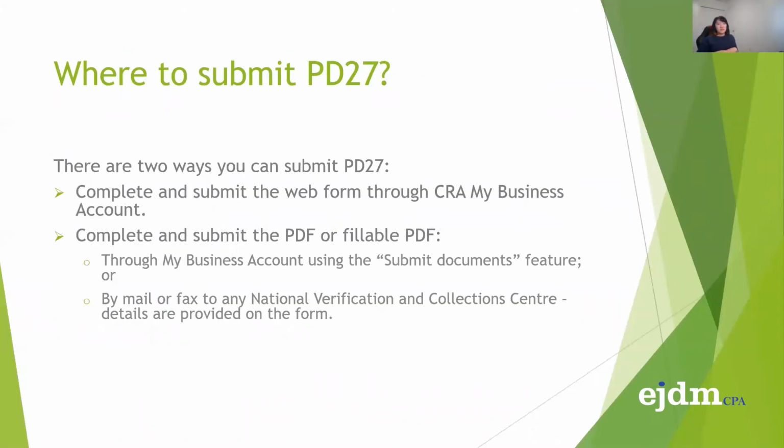The next question is where to submit PD27. There are 2 ways you can submit this form. The first option is to complete and submit the web form through the Canada Revenue Agency My Business account. The second option is to complete and submit the PDF or fillable PDF form, which you can find online, through My Business account using the Submit Documents feature, or by mail or fax to any national verification and collection center. These details are provided on the form itself.